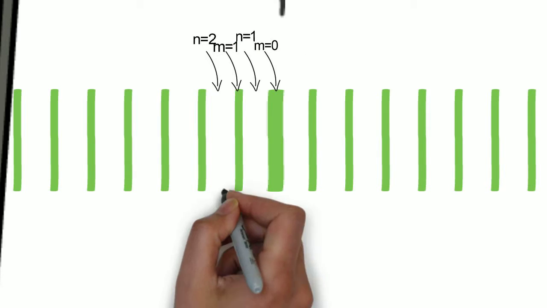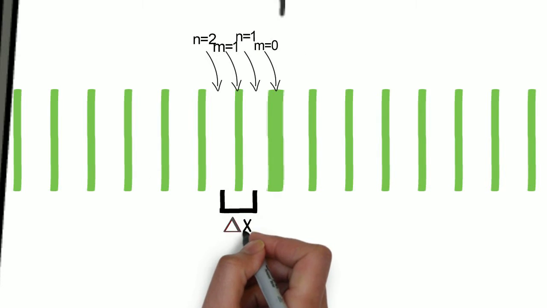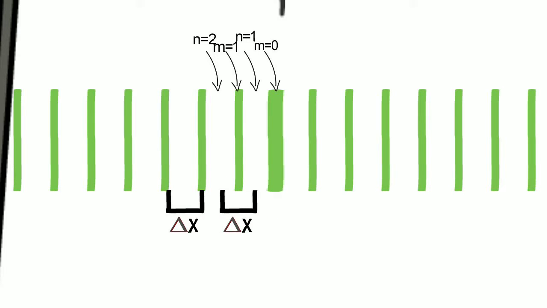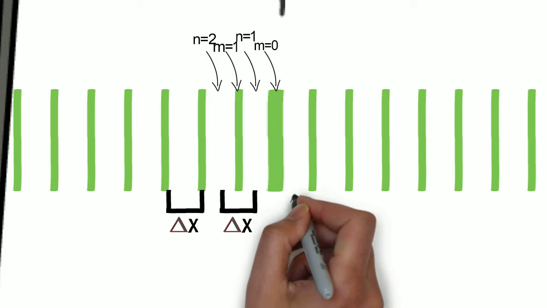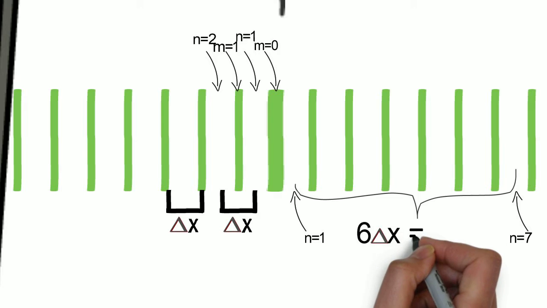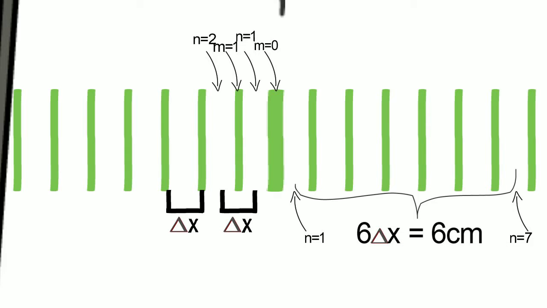that the distance between the first and seventh nodal lines is 6 centimeters. Well, let's count. If we look at the first nodal line all the way to the seventh nodal line, you'll notice that we have 6 delta x values in between these. Therefore, 1 delta x is simply 1 centimeter.